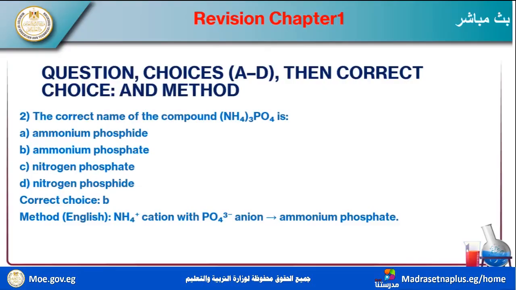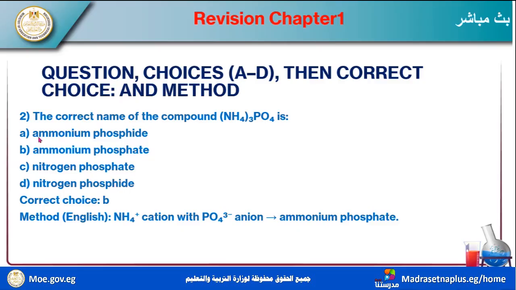The correct name of the compound (NH4)3PO4 is... you can't use the choices, this is an essay question. Ammonium phosphate, yeah, ammonium phosphate. Is this right? No. Phosphide, not phosphate, this is not true. Number B, ammonium phosphate. Nitrogen phosphate, this is incorrect. Nitrogen phosphide, this is incorrect.